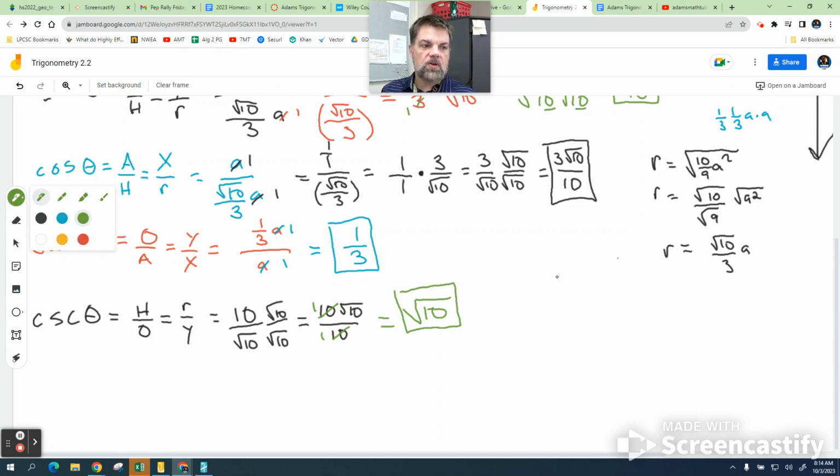So what's the reciprocal of cosine? Secant. So this is going to be the reciprocal of this stuff, which is going to be the hypotenuse over the adjacent, which is going to be x over, oops, I messed up. It's r over x, right? So we say r over x.